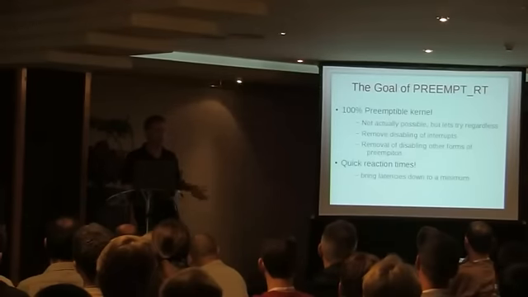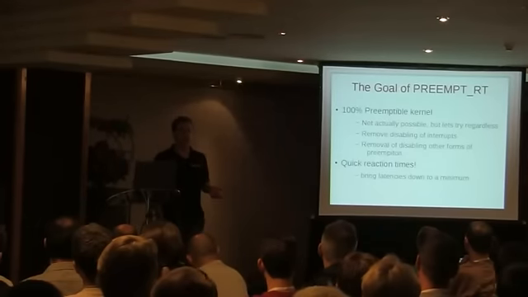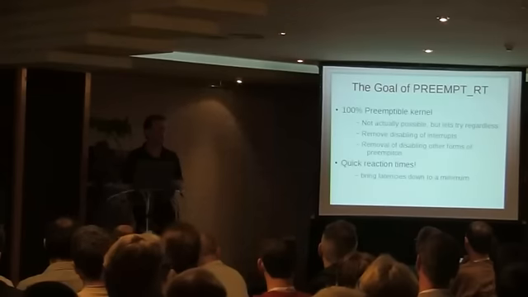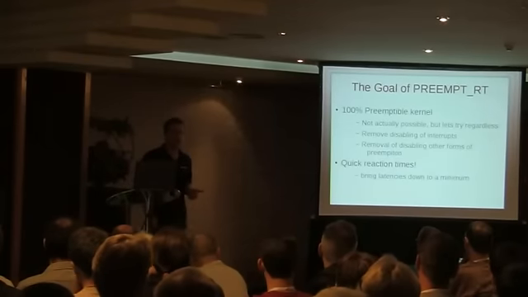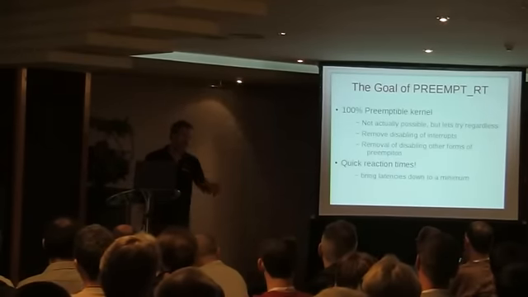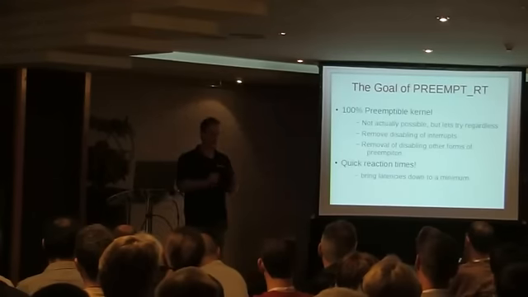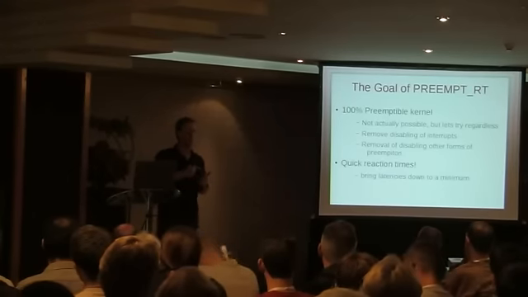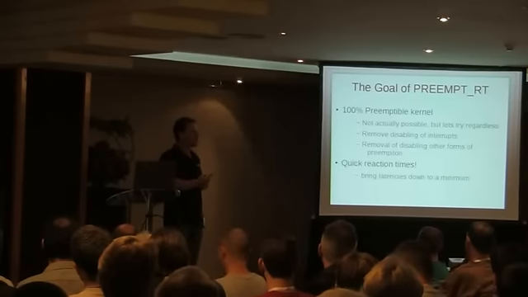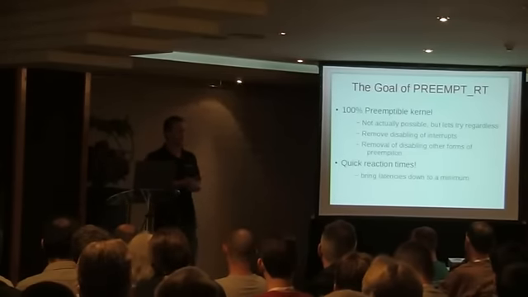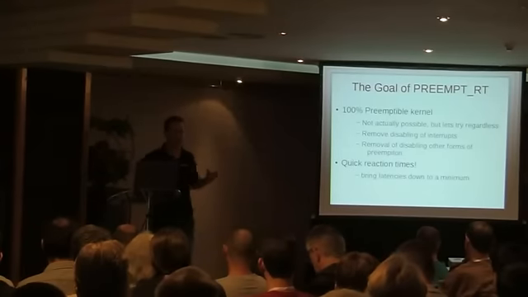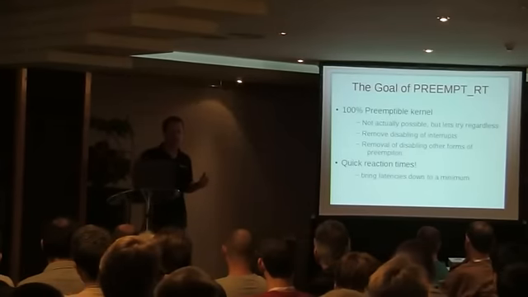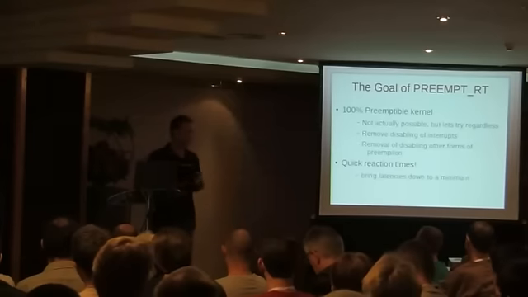So what's the goal of PREEMPT_RT? Basically, we're trying to become a kernel that's 100% preemptive. And that's impossible, but we're going to try anyway. Because to have response times, you can't be anywhere where the system won't respond. So you have to be able to respond anywhere in the kernel. So we do a lot of things to the kernel, and I'll talk about that in this talk, to have our quick responses.